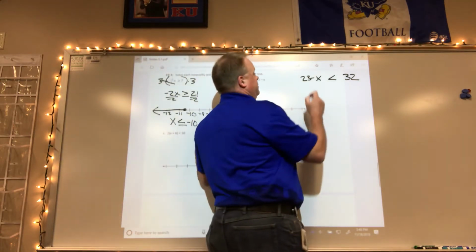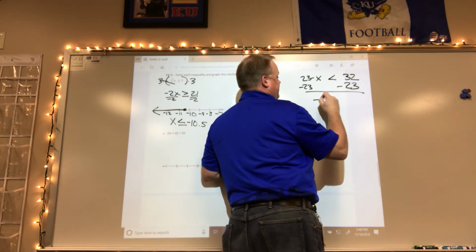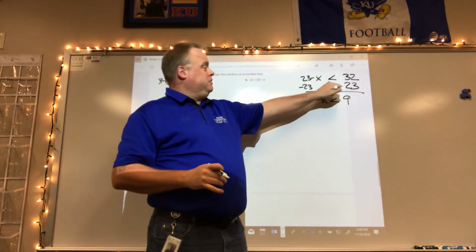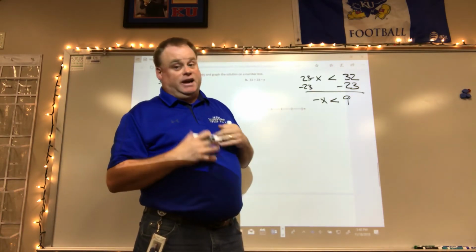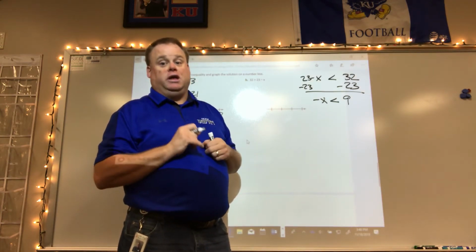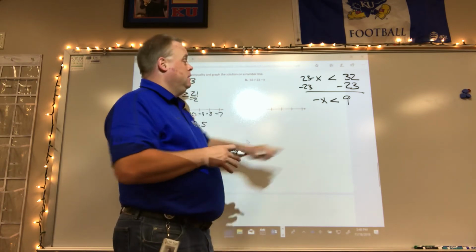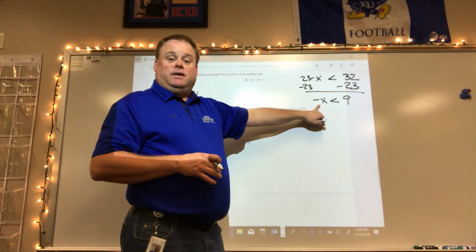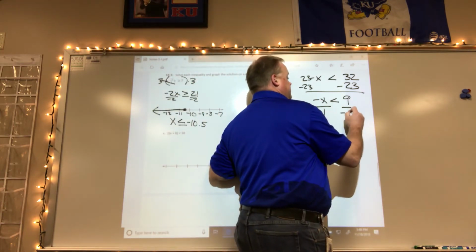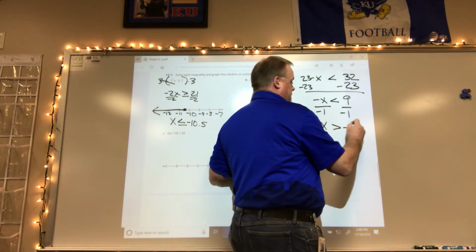All right, here we go. Negative 23, subtract them. Notice I have a negative x less than 9. I did not flip the inequality because I subtracted. I did not divide or multiply. Remember, I only flip the inequality if I divide or multiply by a negative number. Negative x less than 9. I can't have a negative x, so I must divide by negative 1, divide by negative 1, so x is now greater than negative 9.